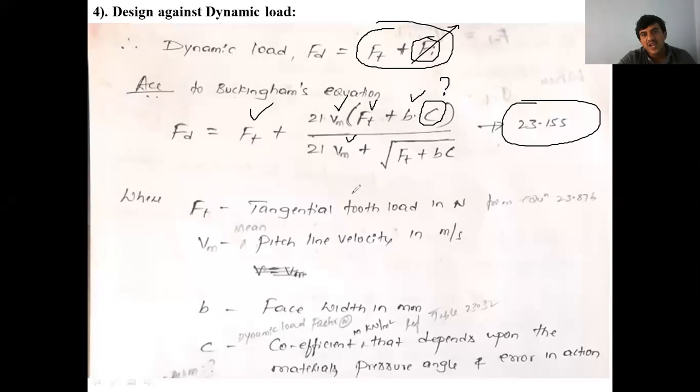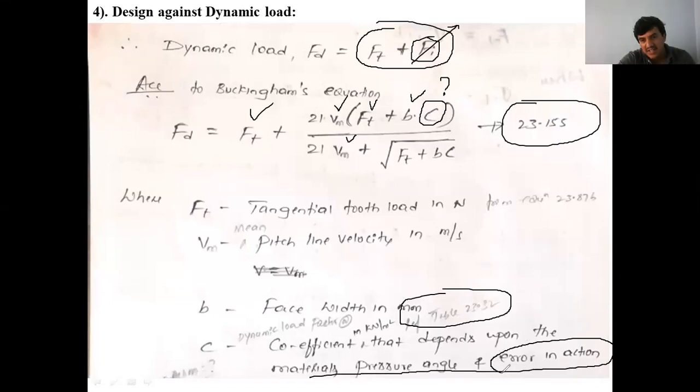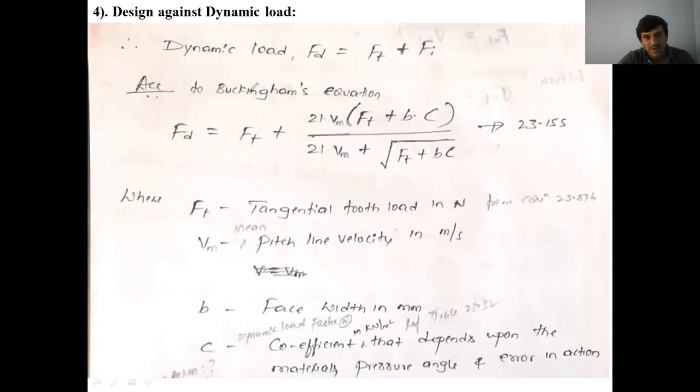Then how do you calculate the dynamic load factor? You can determine it as a constant in kilonewton per meter square, or newton per meter square, by referring to table 23.32. That mainly depends upon the material, pressure angle, and error in action. Again, error in action is represented as e, and you have to determine it. Already we know the material and the pressure angle. Now I'll go to the data handbook.